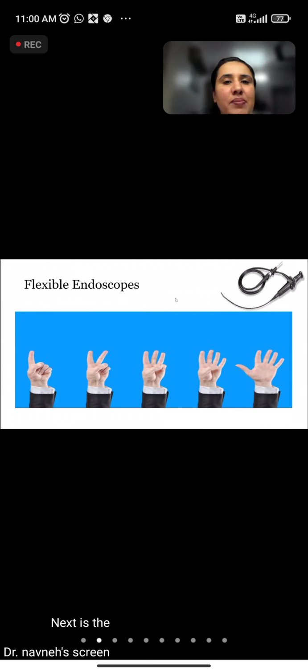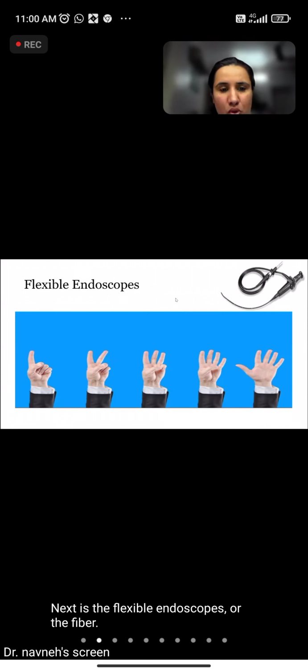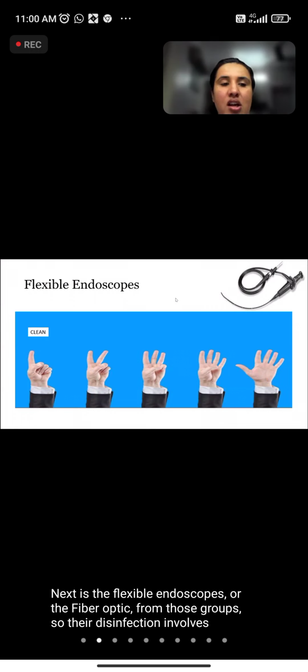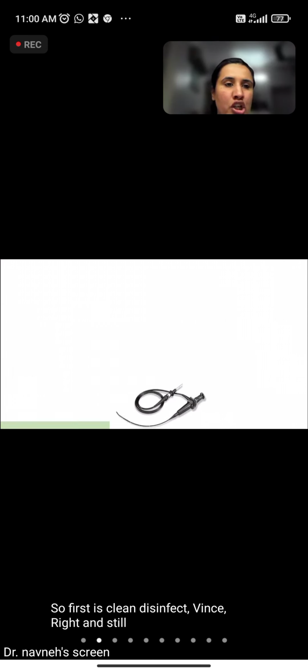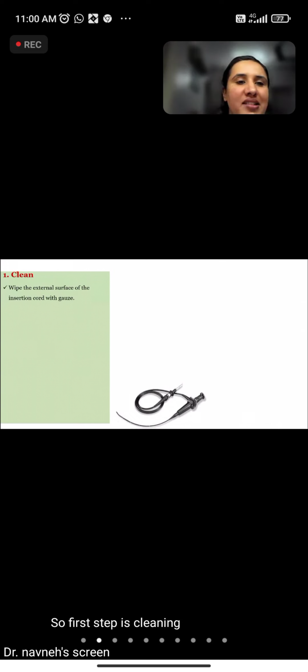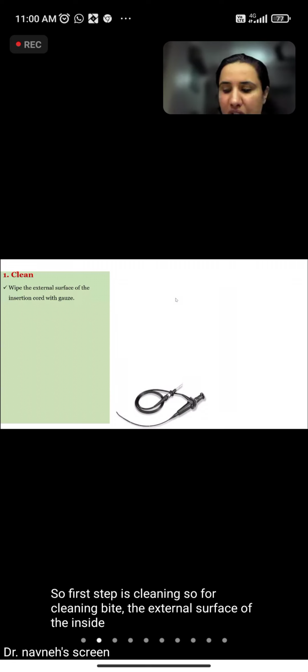Next are the flexible endoscopes or the fiber optic bronchoscopes. Their disinfection involves 5 steps: first clean, disinfect, rinse, dry, and store. The first step is cleaning. For cleaning, wipe the external surface of the insertion cord with gauze. So this is the insertion cord.